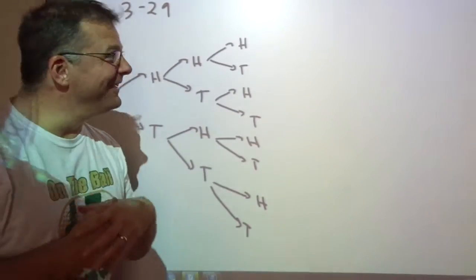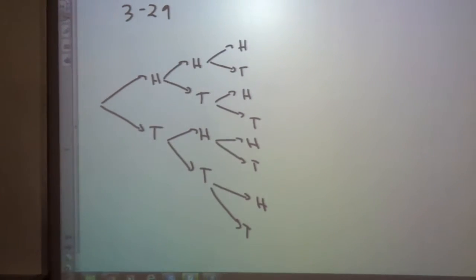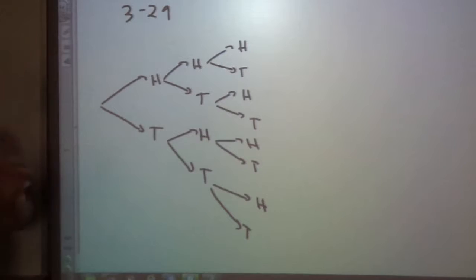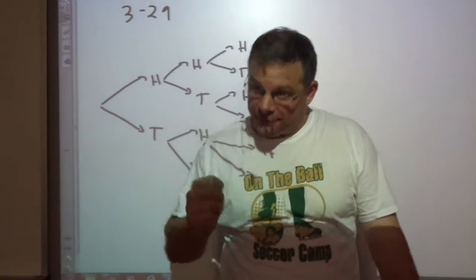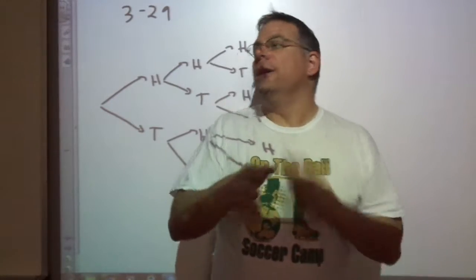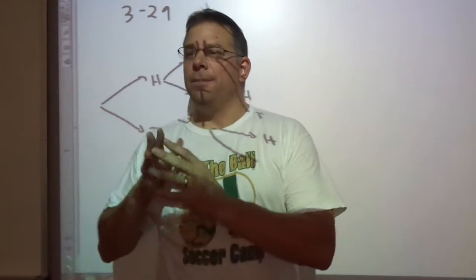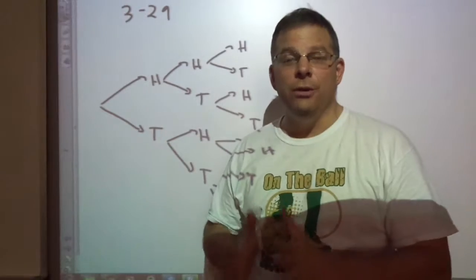Hello and welcome to problem 329. This one asks the question of, one guy says, what if I flip the coin 3 times? Flip, flip, flip. And when we look at all those outcomes, what's the probability of getting exactly 2 heads?